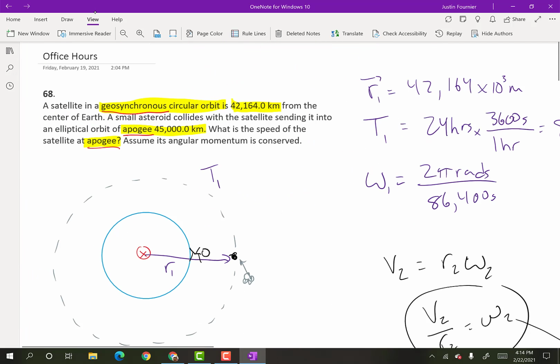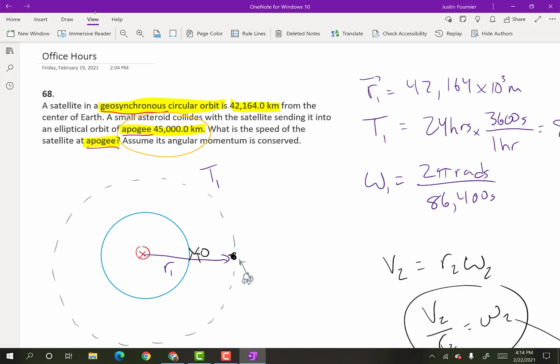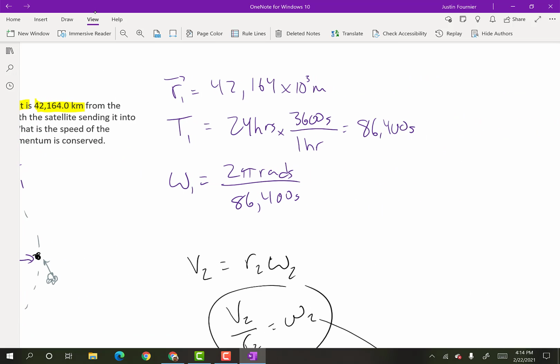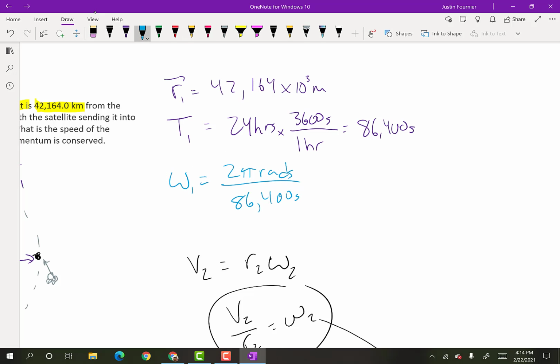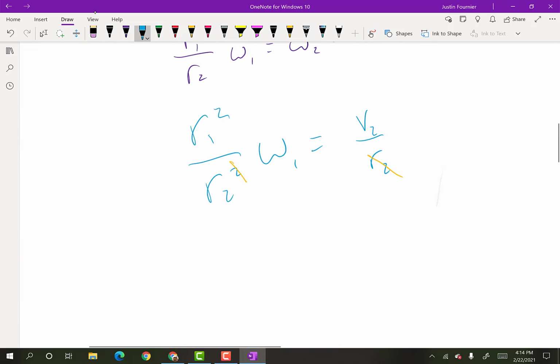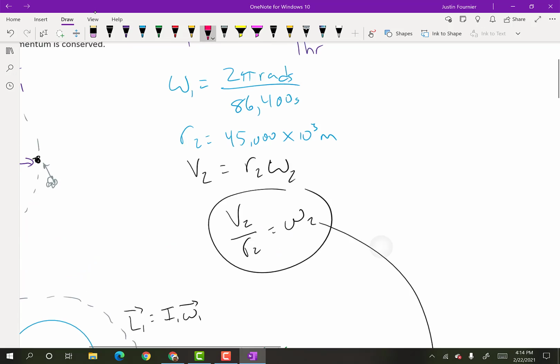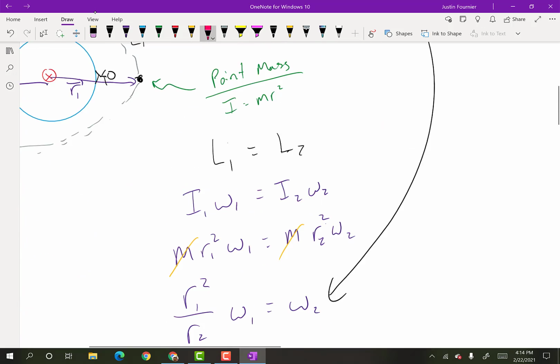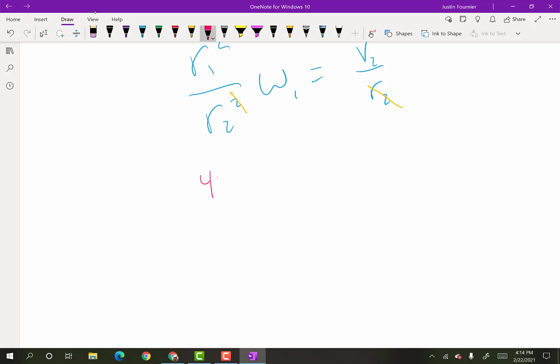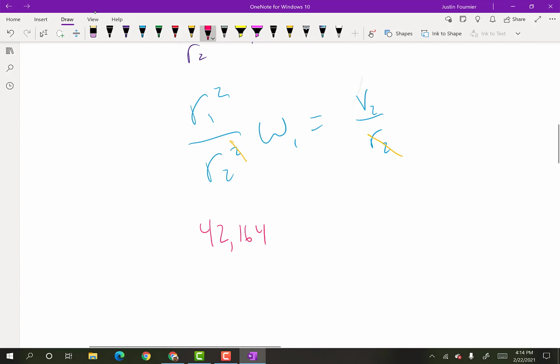r2 is over here. They told me at the apogee it's 45,000 kilometers. So that means r2, let's do it in blue, is going to be 45,000 times 10 to the 3 meters. All right. So this first one was 42,164 times 10 to the 3 meters.